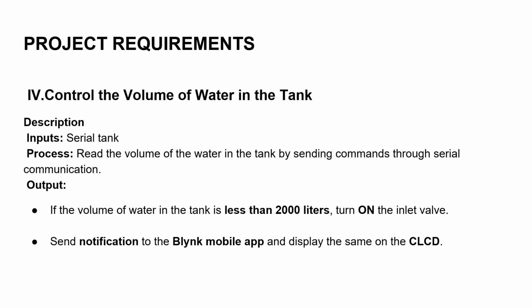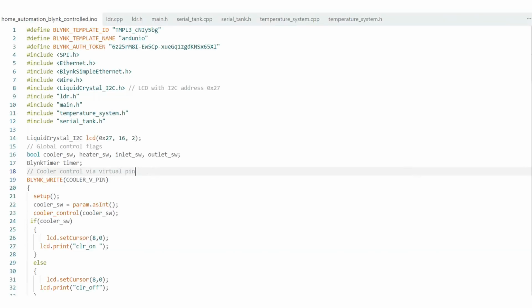Automatic volume control in the water tank. The system also has an automatic control logic where if the tank volume drops by 2000 liters, the Arduino automatically turns on the inlet valve. At the same time, it sends a notification to the Blynk mobile app and displays the status on the CLCD screen. This ensures efficient water management without manual supervision.